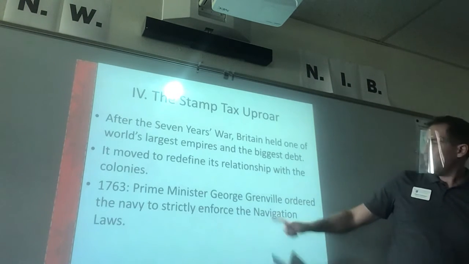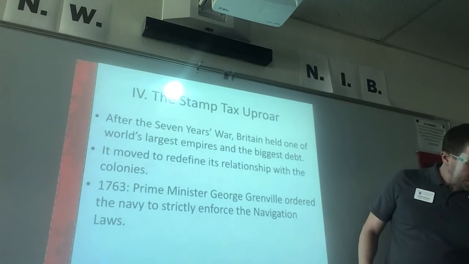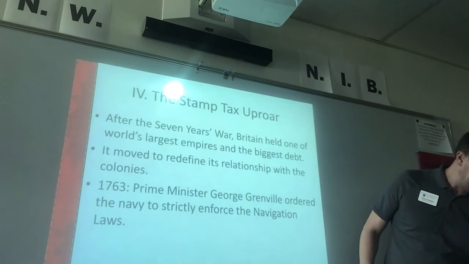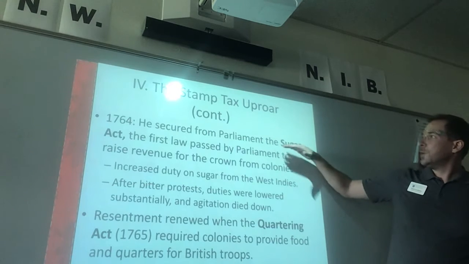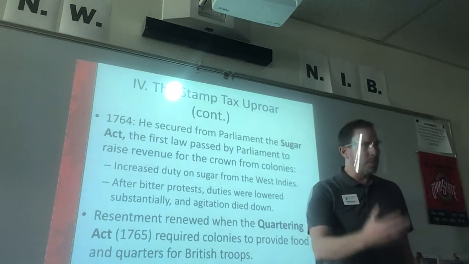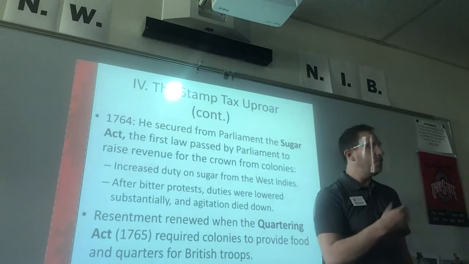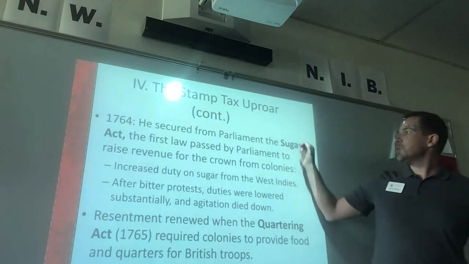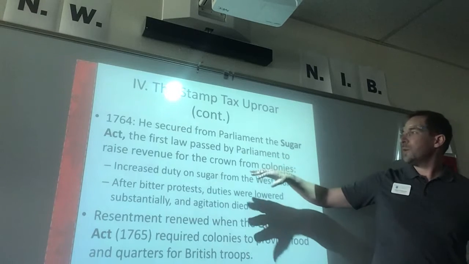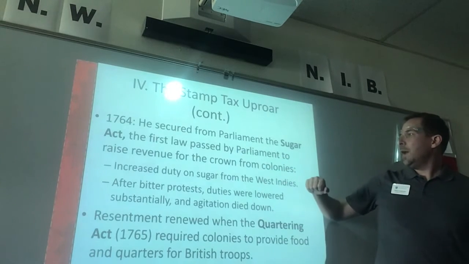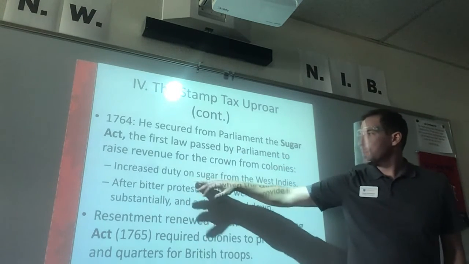So Grenville's going to try to enforce the navigation laws. He's then going to pass the Sugar Act. So again, it's Parliament passing the laws, but him kind of prompting them to do it, and then him enforcing it. And so the Sugar Act was the first law passed by Parliament to raise revenue for the crown from the colonies. Basically, it's a higher price.